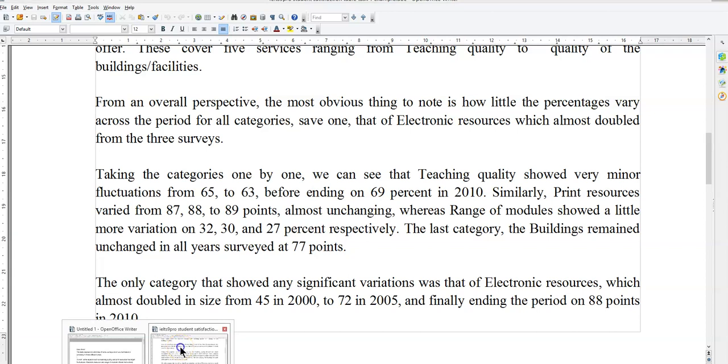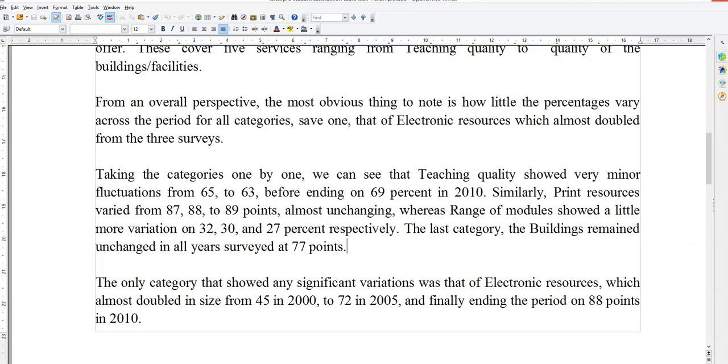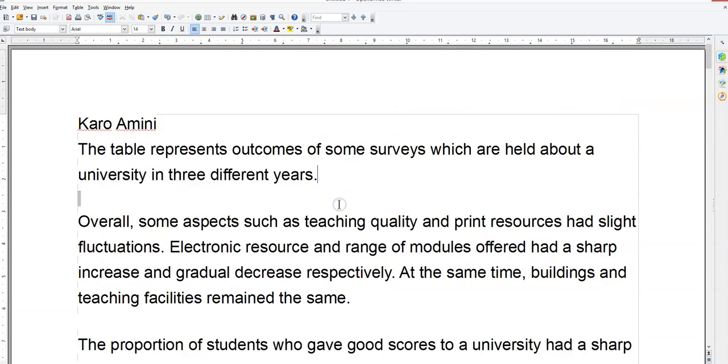Now, let's have a look. Where did I put yours? Students, get this out of the way. This one's yours.